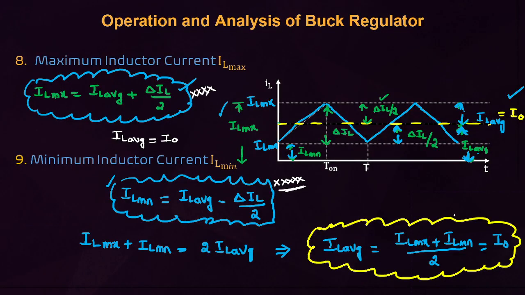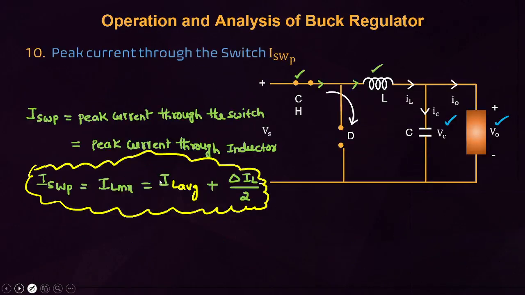Once you know the maximum inductor current and minimum inductor current, how do you calculate the average inductor current? The average inductor current is equal to IL maximum plus IL minimum by 2. That is equal to I0. You have to concentrate on that.